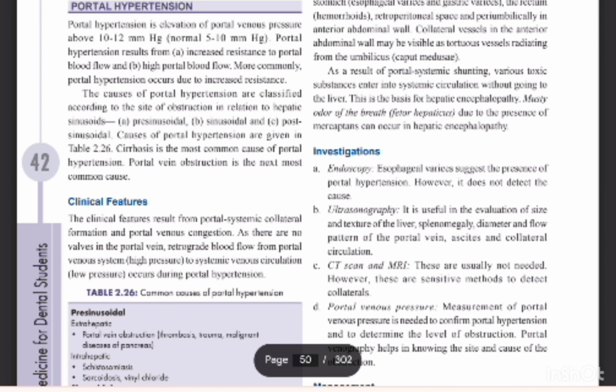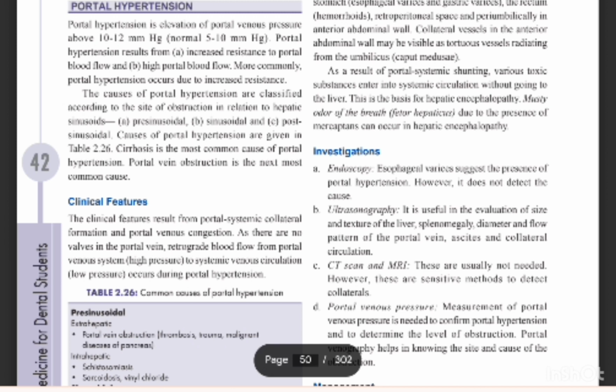Portal hypertension results from two reasons, so we'll talk about them. First is increased resistance to portal blood flow. Or it could be high portal blood flow, the blood is like gushing. So there is high portal blood flow, or there is increased resistance to portal blood flow. Most commonly it is due to increased resistance.